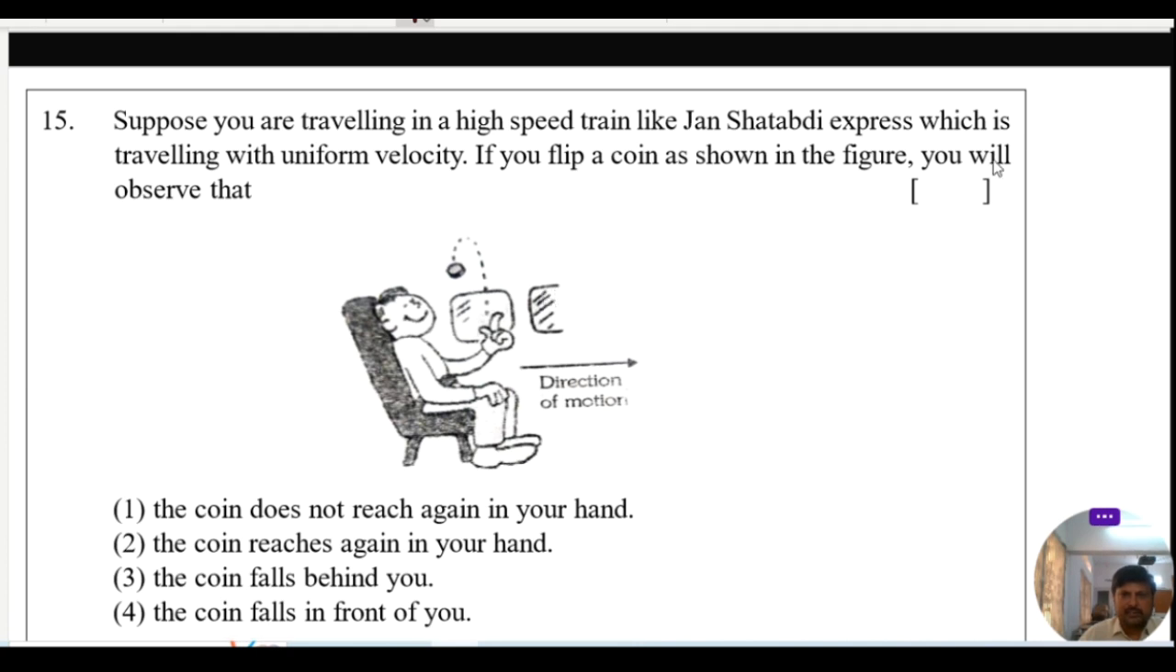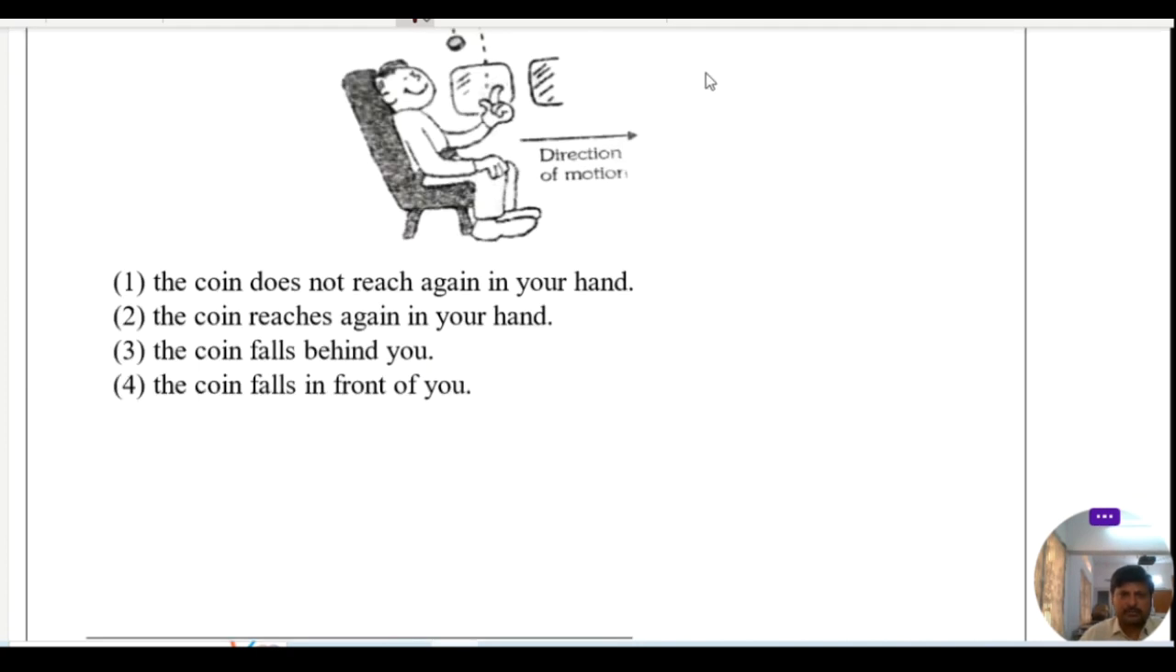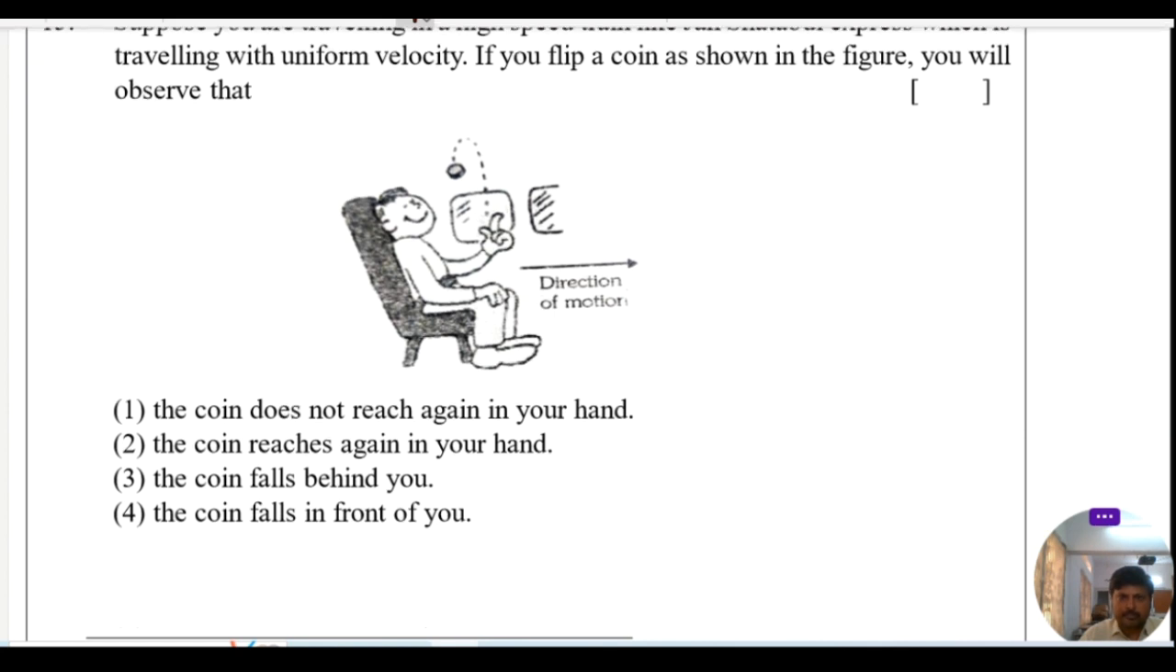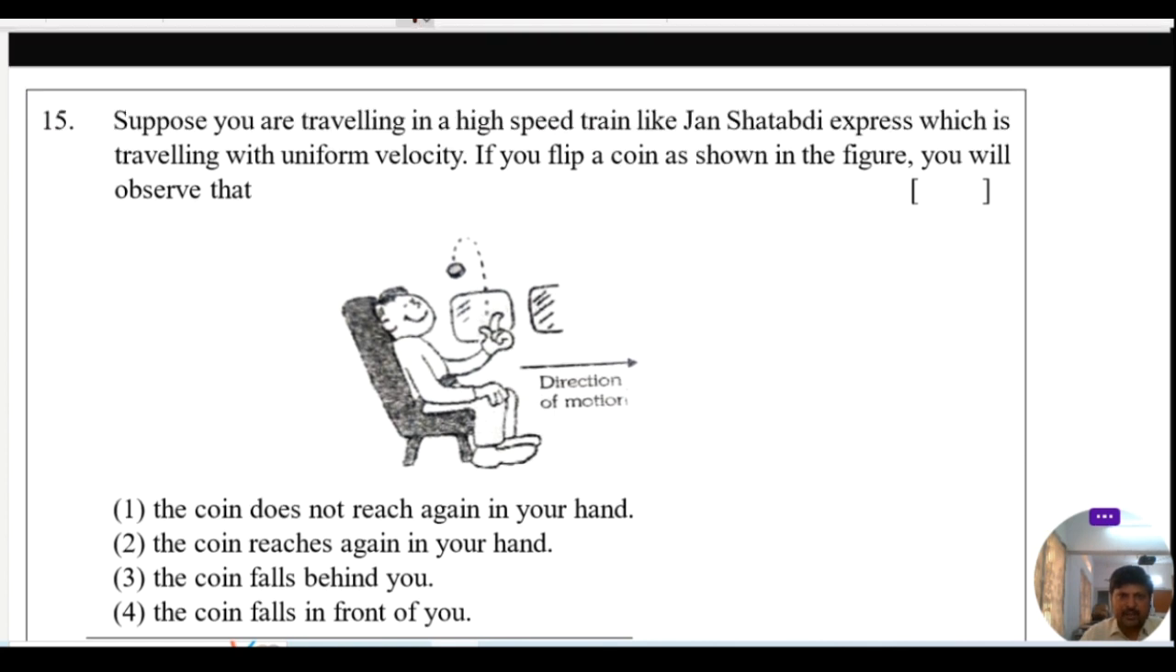15th question. Suppose you are traveling in a high-speed train like Jan Shatabdi Express, which is traveling with a uniform velocity. If you flip a coin as shown in the figure, you will observe that... This is a very easy question.